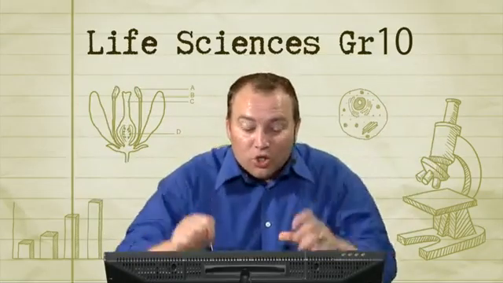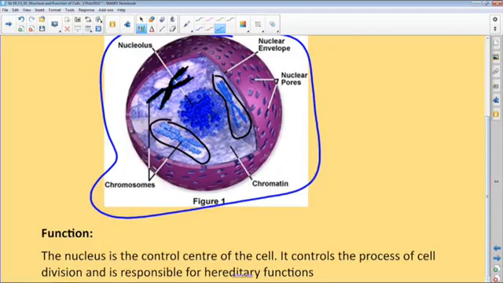How cool is that? That is what your parents gave you. That is the most important thing that your parents gave you, was the chromosomes. And the chromosomes is what makes you who you are. How cool is that? Okay, so let's have a look. What is the function of the nucleus? The function of the nucleus is the control center of the cell.